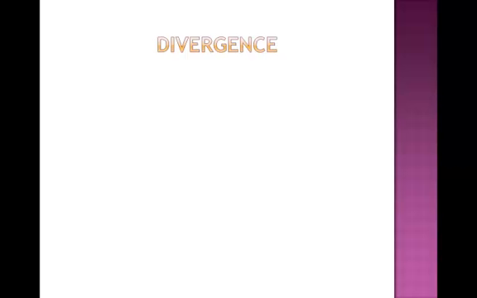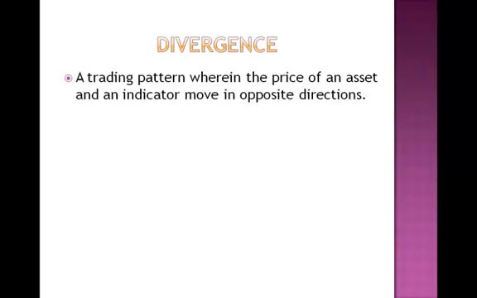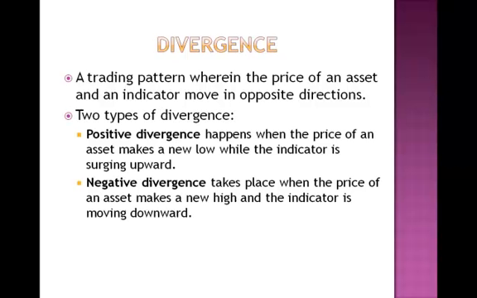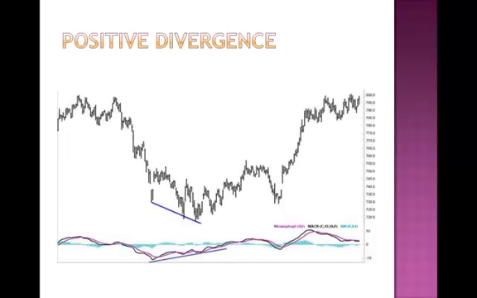What is divergence? Divergence is a trading pattern wherein the price of an asset and an indicator move in opposite directions. There are two types of divergence: positive divergence and negative divergence. Positive divergence happens when the price of an asset makes a new low while the indicator is surging upward. Negative divergence takes place when the price of an asset makes a new high and the indicator is moving downward.